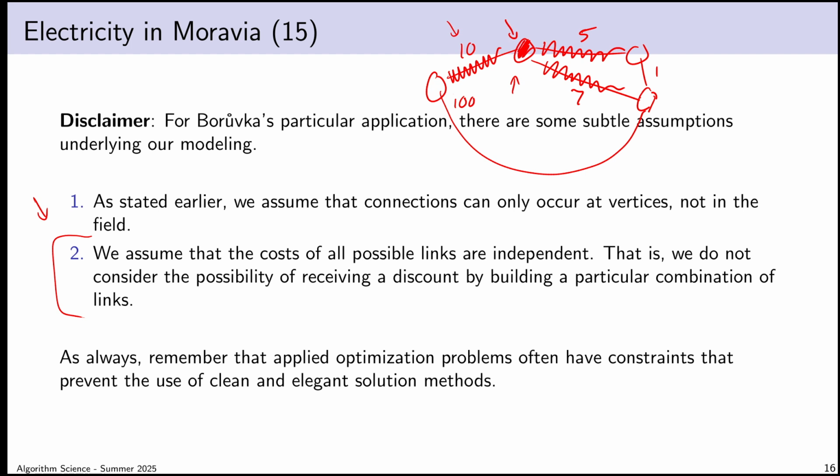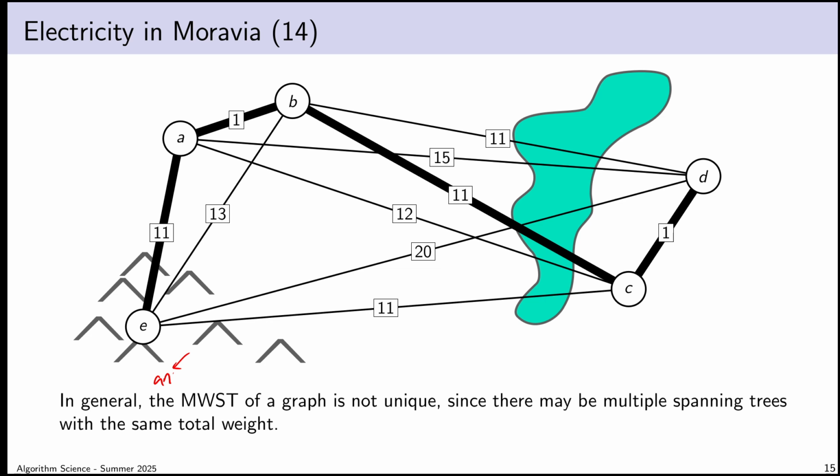And always, we should think about the fact that even if our optimization problem doesn't map perfectly onto a theoretical model like minimum weight spanning trees, that doesn't mean that it's a waste of time to do it. That is, it's possible that maybe the discount issue, that is, maybe the contractor says, if you build all the links adjacent to vertex B, we'll charge you less.